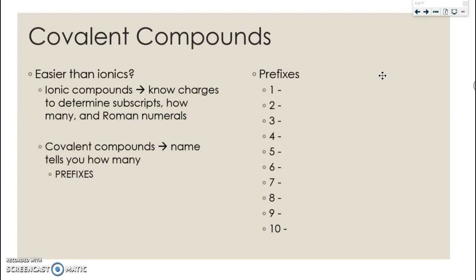You're going to want to memorize these prefixes as well. 1 is mono, 2 is di, 3 is tri, 4 is tetra, 5 is penta, 6 hexa, 7 hepta, 8 is octa, 9 is nona, and 10 is deca. Most of these relate to pretty common geometric shapes like a hexagon or a triangle, so they should be pretty easy to remember. Let's talk about how to name and write their formulas.